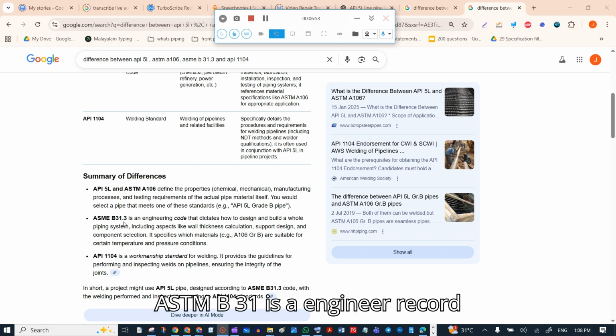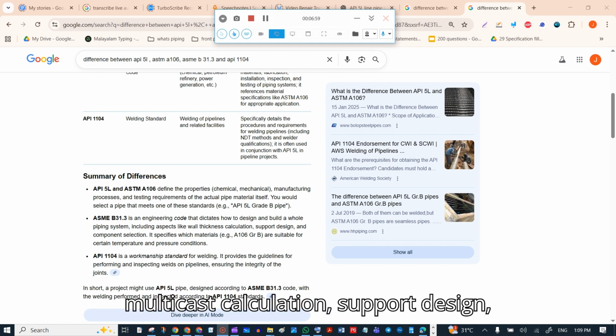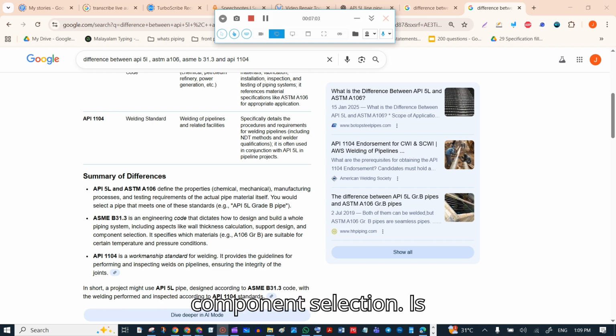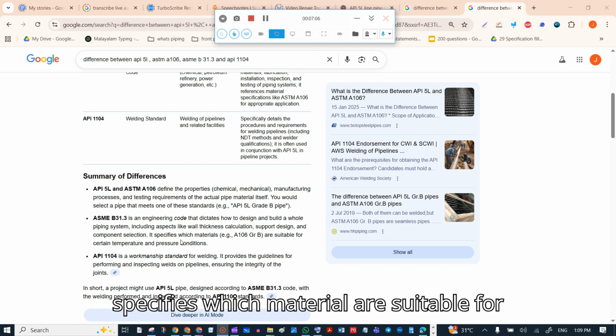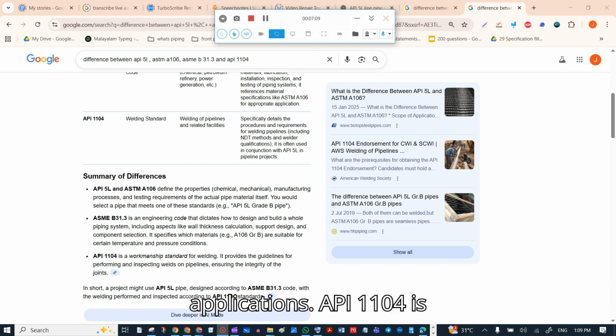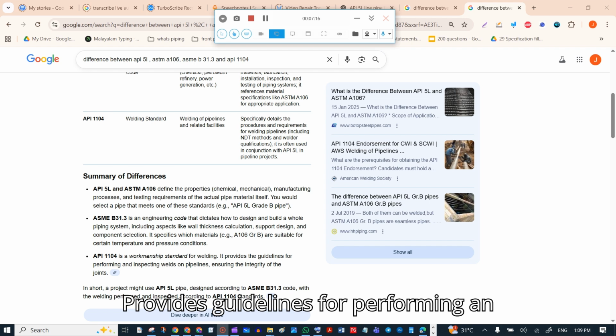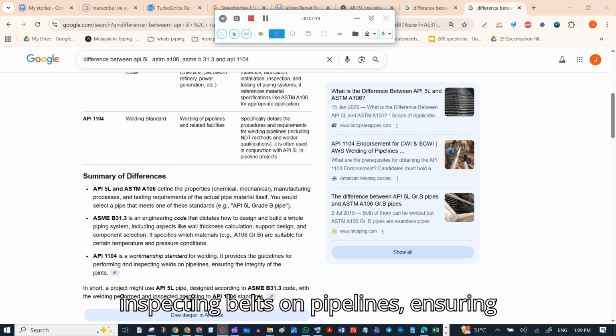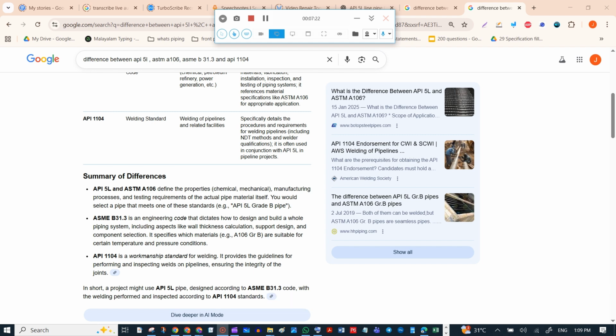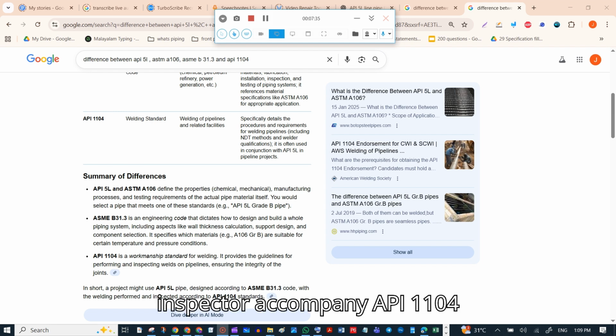and ASME B31.3 is an engineering code that indicates how to design and build a whole piping system, like wall thickness calculation, support design, component selection. It specifies which materials are suitable for certain temperature and pressure applications. API 1104 is the workmanship standard for welding, providing guidelines for performing and inspecting welds on pipelines, ensuring integrity of the joints. In short, a user specifies API 5L pipe for the ASME B31.3 code, with the welding performed and inspected according to the API 1104 standards.